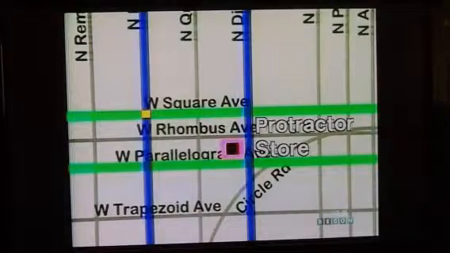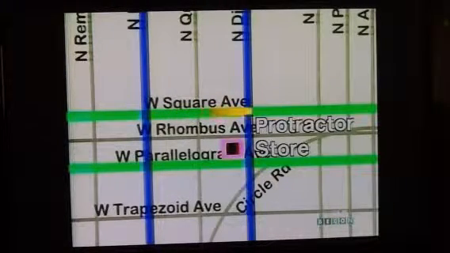According to it, you have two options. That's right, two. You can head east on West Square Avenue, then south on North Dividend Street. Or you can head south on North Divisor Street, then east on West Parallelogram to North Dividend Street. Either way will get you to the store in about the same amount of time.